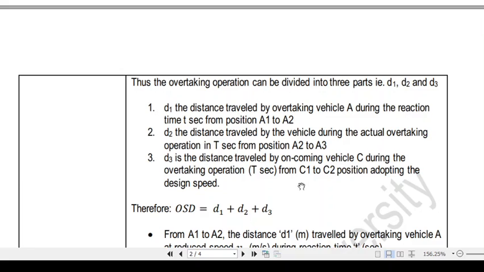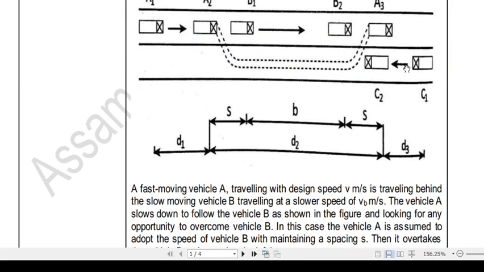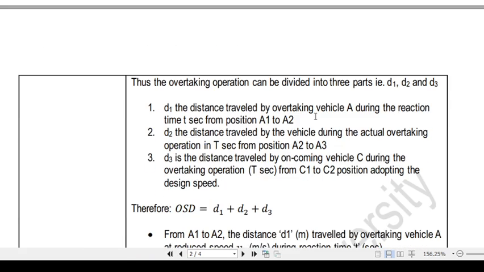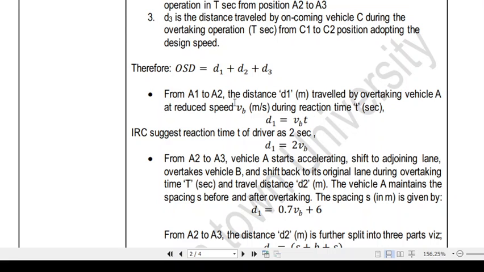Here one thing you can notice is that vehicle C, which we will adopt, is also coming with the design speed, or a similar speed to vehicle A. We just adopt this for our calculation purpose. So our OHT is basically D1 plus D2 plus D3.